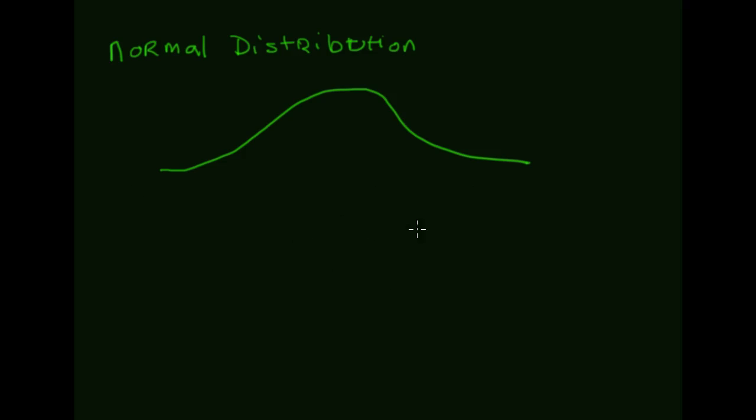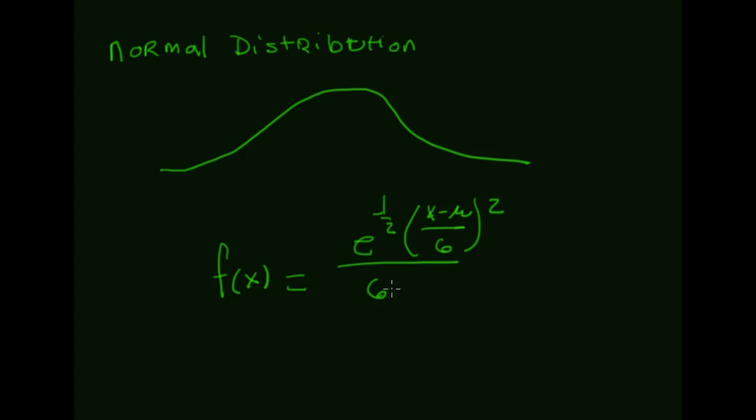This distribution actually has a probability density function, which is really complicated. The probability density function is given as f of x is equal to e to the -1/2 times x minus mu over sigma squared, over sigma times the square root of 2 pi. Yep, that's exactly what it looks like.